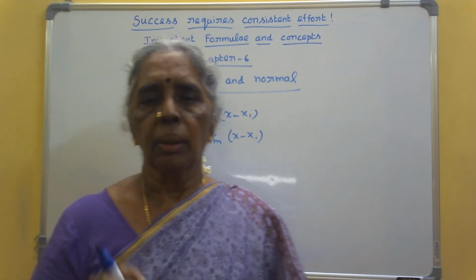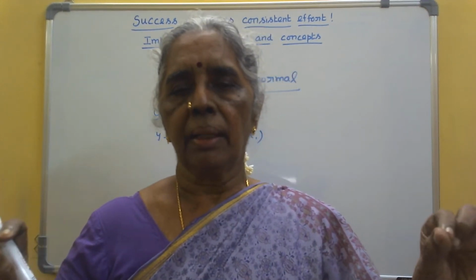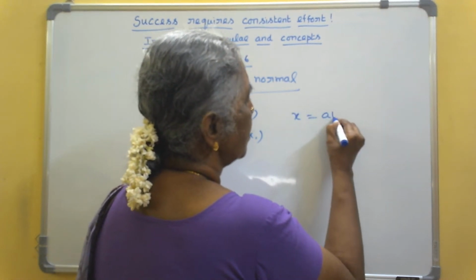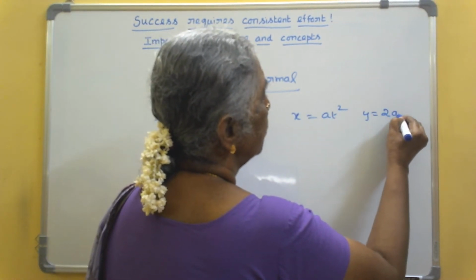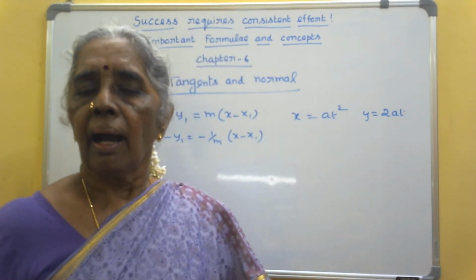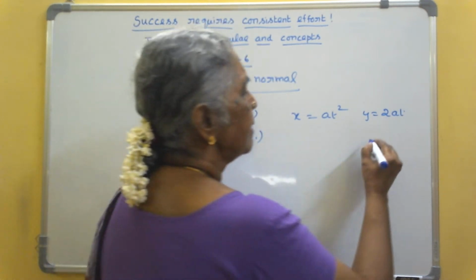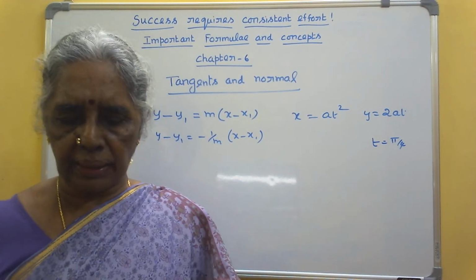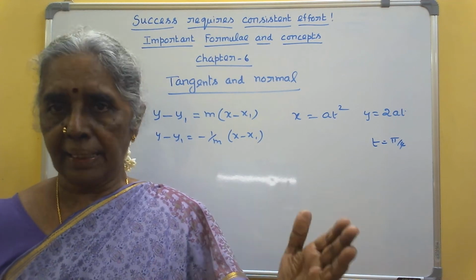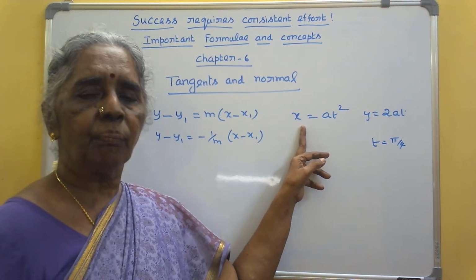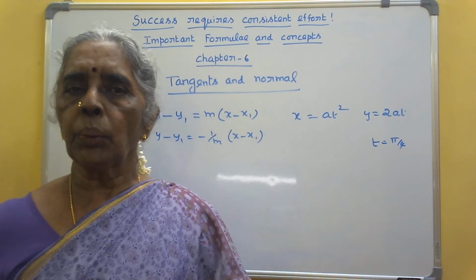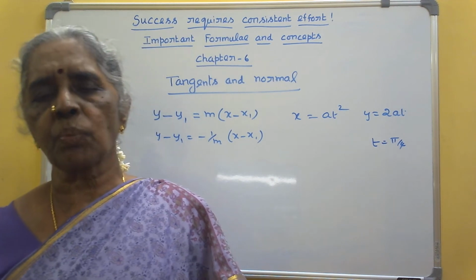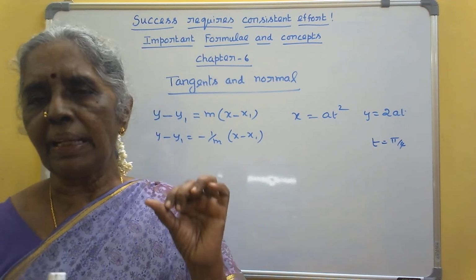They may give the equation in parametric form. That is, they may give x is equal to some at squared and y is equal to 2at, something like this. And they can give you t is equal to some pi by 4, and they may ask you to find the equation of the tangent and normal. In that case, find dx by dt and dy by dt. Then you know dy by dx is dy by dt divided by dx by dt. You will get dy by dx.